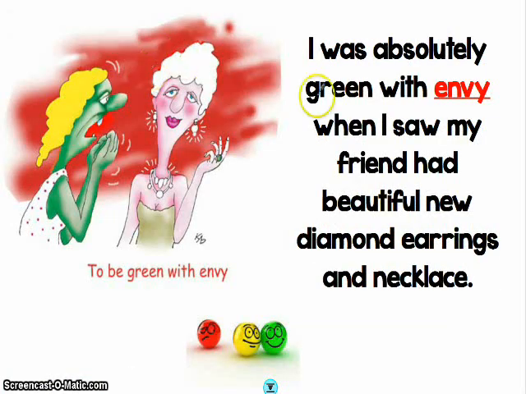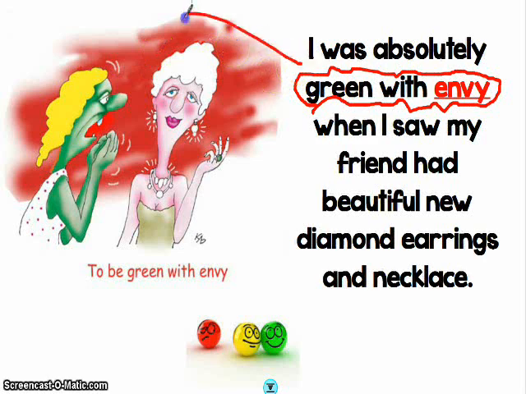I was absolutely green with envy. This is another way that you could apply the word and apply the noun form of the word. Green with envy is actually a type of figurative language, because as you can see in this illustration, this is playing on the figurative language. She is literally green, but we know that in real life you don't literally turn green. It's just an expression. People associate the color green with jealousy. And so if you say you're green with envy, you're just exaggerating and using figurative language to talk about how jealous you are. I was absolutely green with envy when I saw my friend had beautiful new diamond earrings and a necklace.